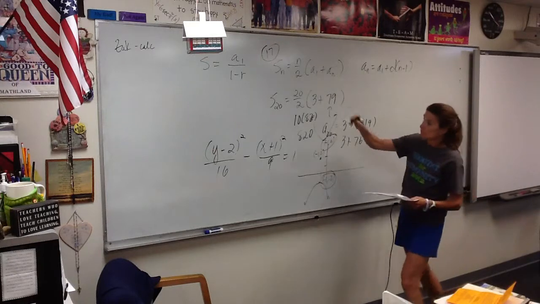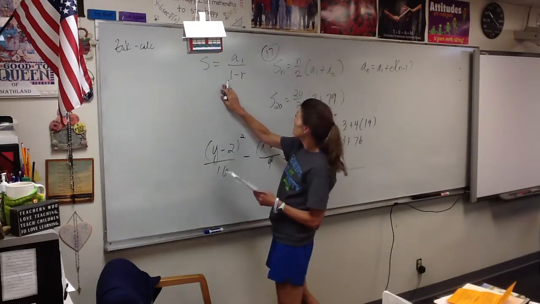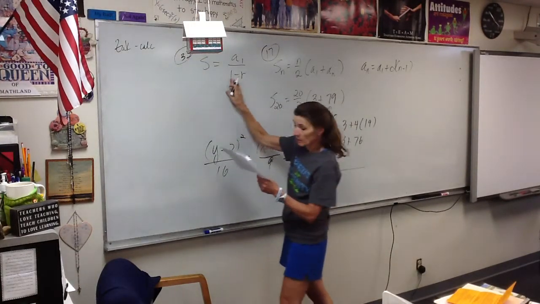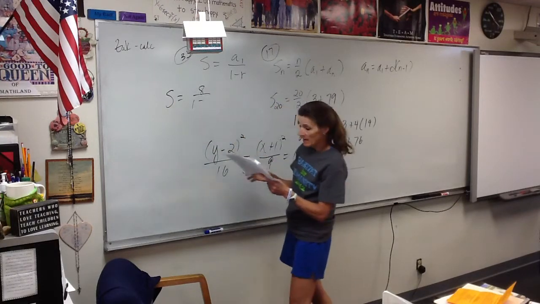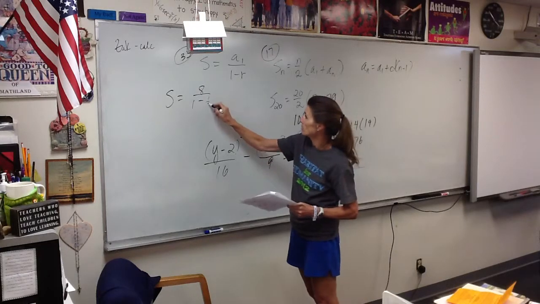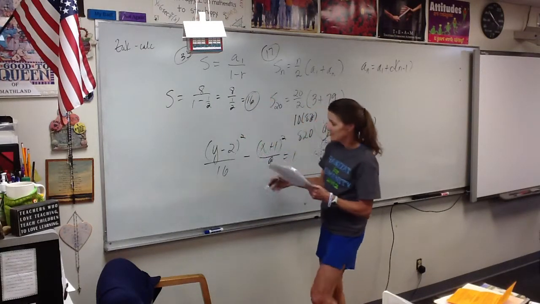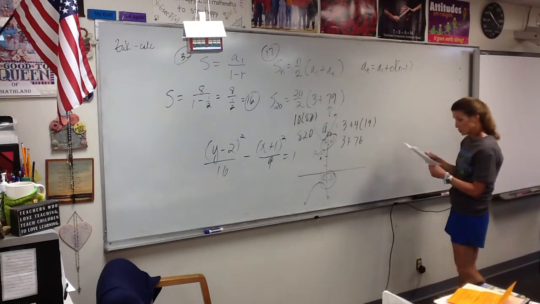Number 32, which is the infinite geometric sum. This is the formula we're going to use for number 32. That would be the first term divided by 1 minus the ratio, and we're getting from term to term by multiplying by a half. So 8 over a half, or 16. That's the answer to number 32.